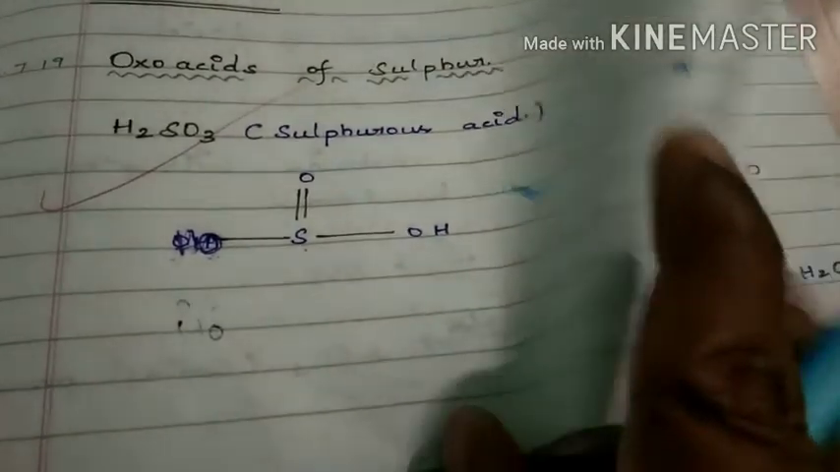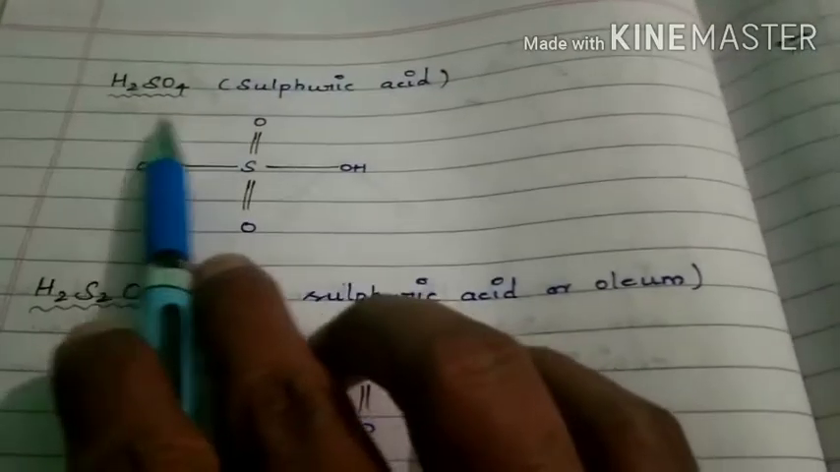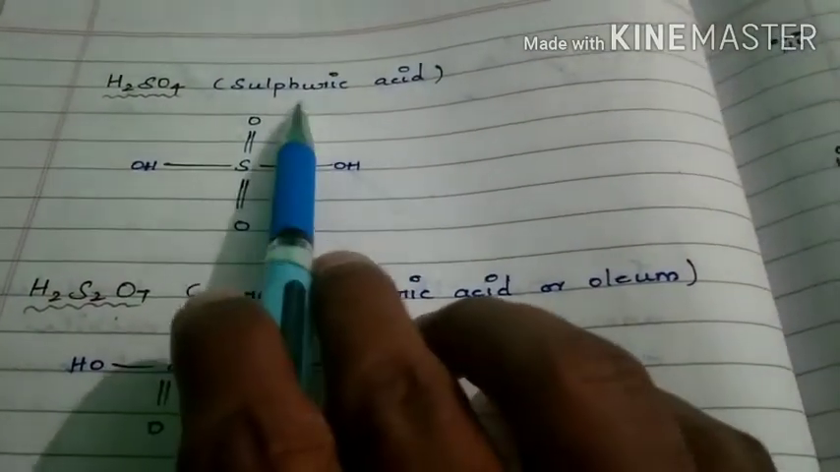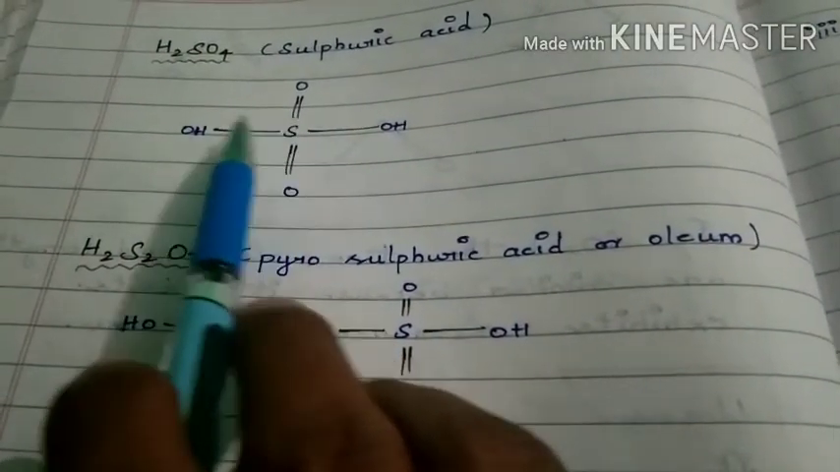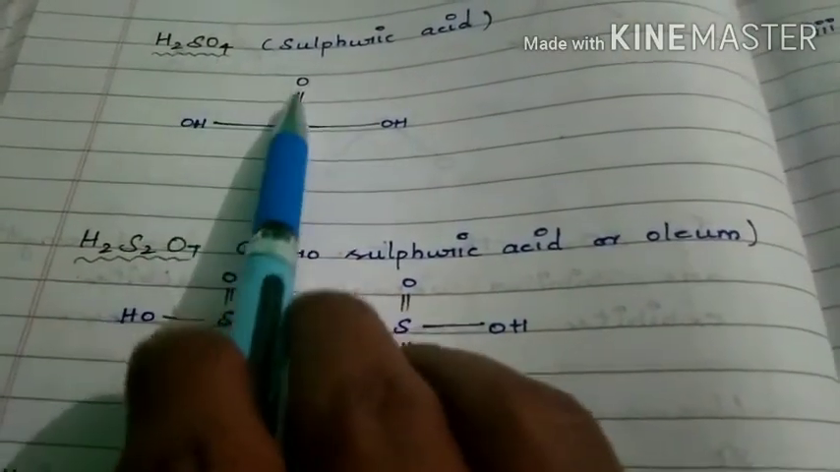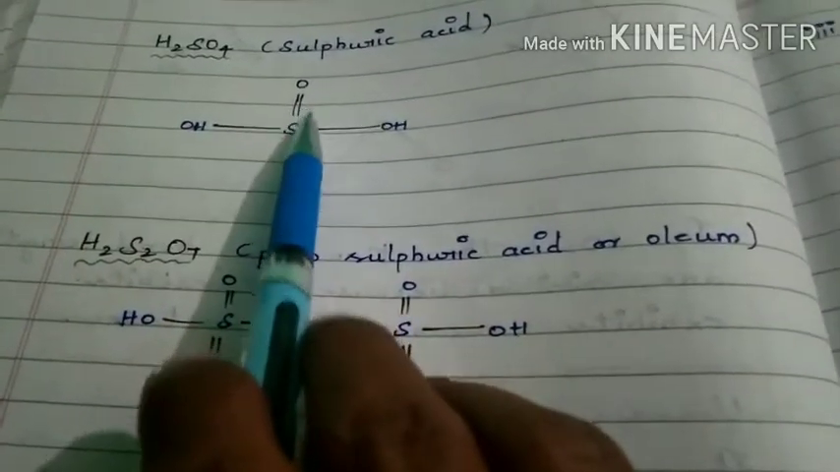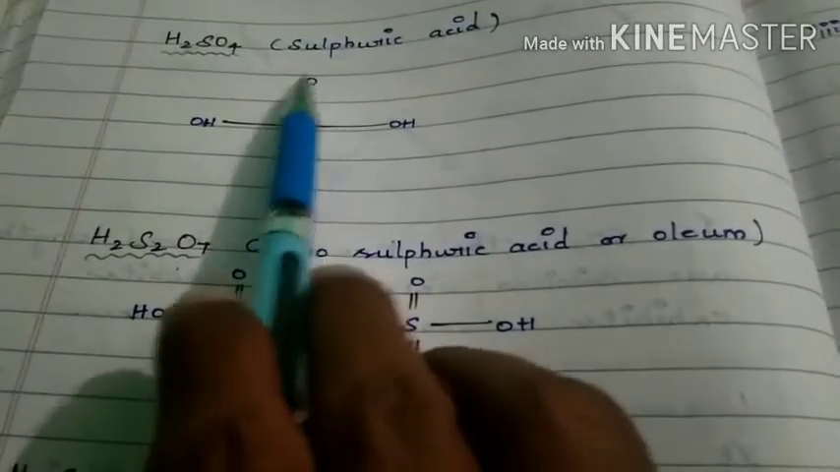Next acid, the second acid is H2SO4. We know about it very well. That is sulfuric acid. This is also called hydrogen sulfate. In this one also sulfur is the central atom. First we have to put sulfur. After that we have to put double bond O, one double bond O only, not 2 double bond, but one double bond O.